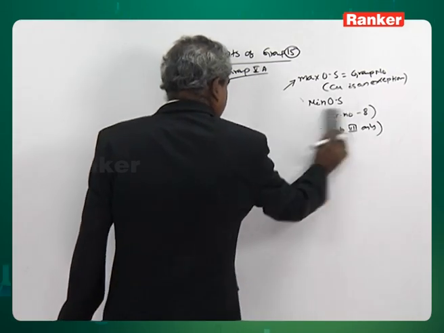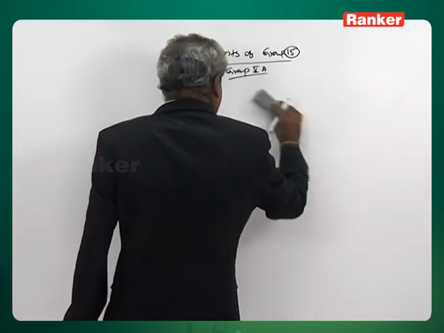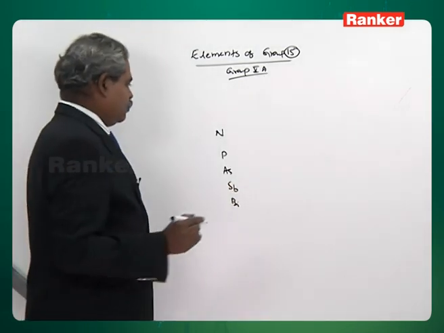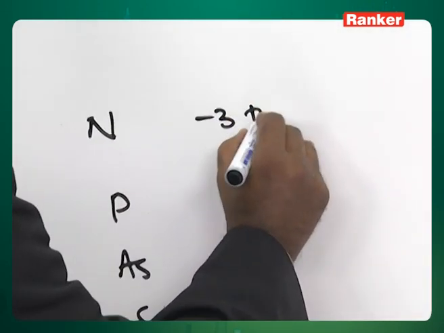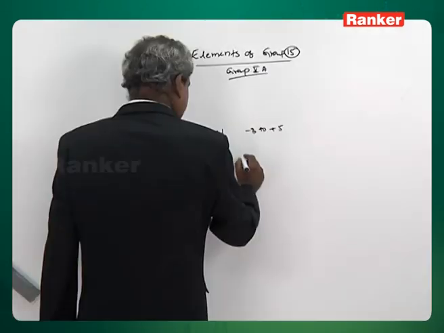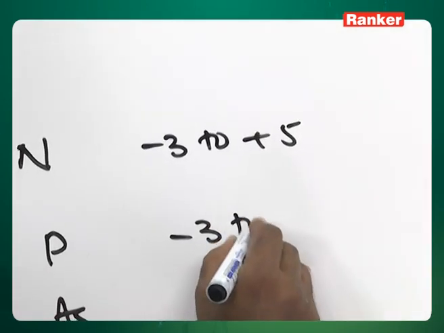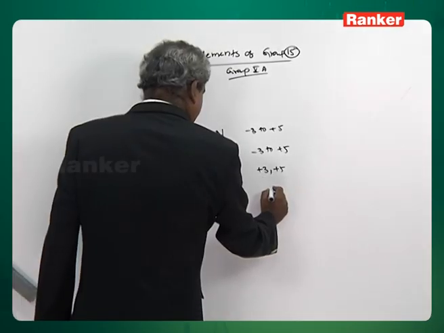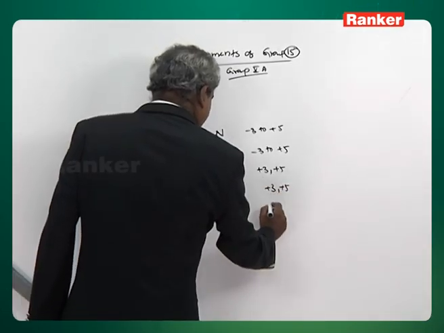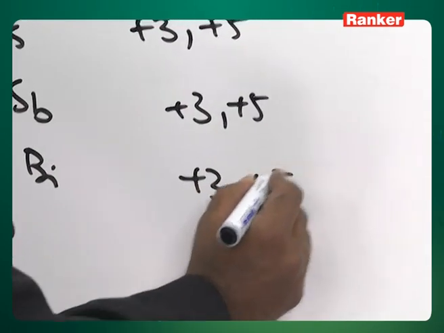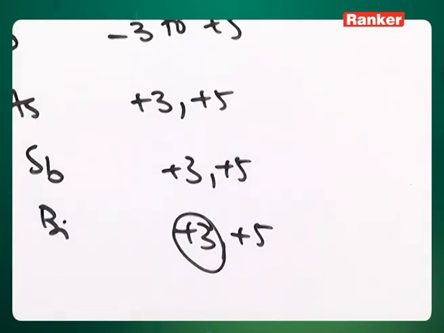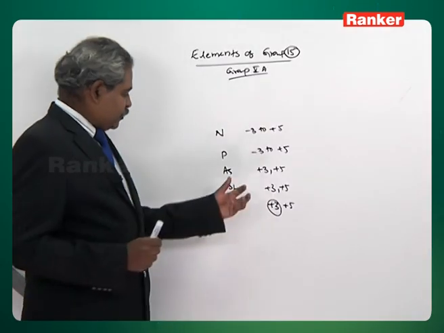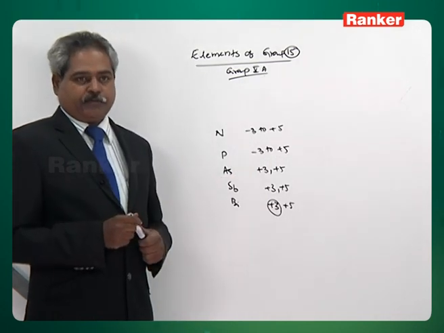What about the oxidation states of this particular group? Though we have learned for all elements, we have to apply whatever. So, minus 3 to plus 5, nitrogen has so many oxidation states. Phosphorus also, minus 3 to plus 5. And of course, these have plus 3, plus 5. And bismuth also has plus 3, plus 5. But bismuth prefers plus 3 to plus 5 due to the inert pair effect.